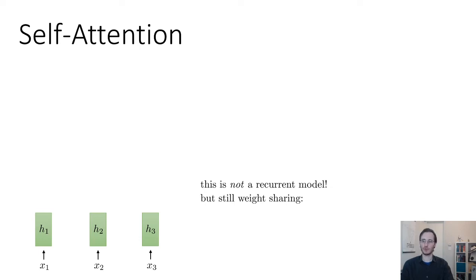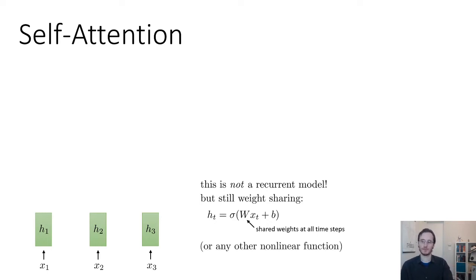So h1 is some function of x1, h2 is some function of x2 and h3 is some function of x3, and it's the same function in each case. So for example, if it's some nonlinearity applied to a linear layer, then we might have the same weights in the linear layer for every time step, but the time steps are not actually communicating between one another. Okay? And in general, we could use any nonlinear function. And it's typically a learned function.